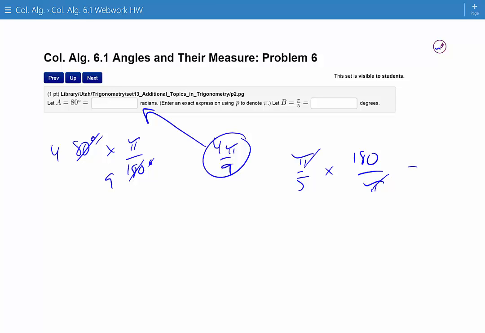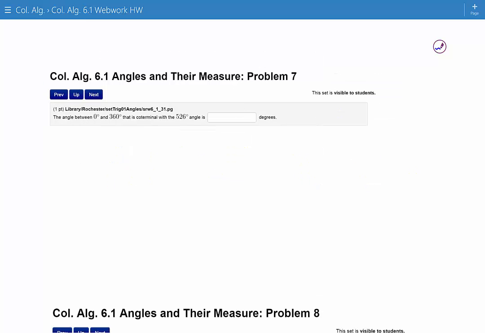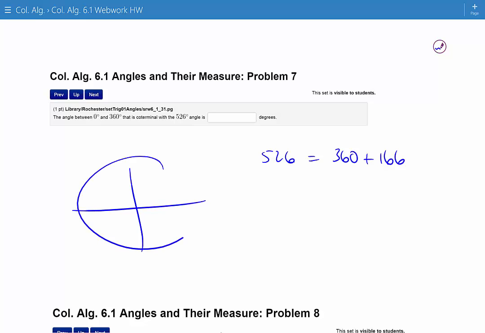And then 180 divided by 5 just gives you 36 degrees. Okay, the next one wants to find a coterminal angle between 0 and 360 that's equal to 526. So 526 is really equal to 360 plus 166. What that means is this angle goes around once, you go all the way around once, and then you go back another 166, so you're somewhere over here.